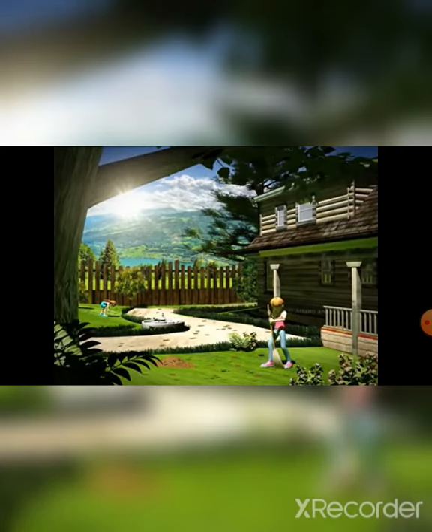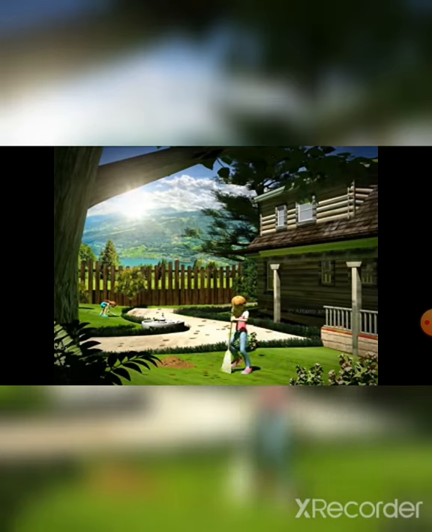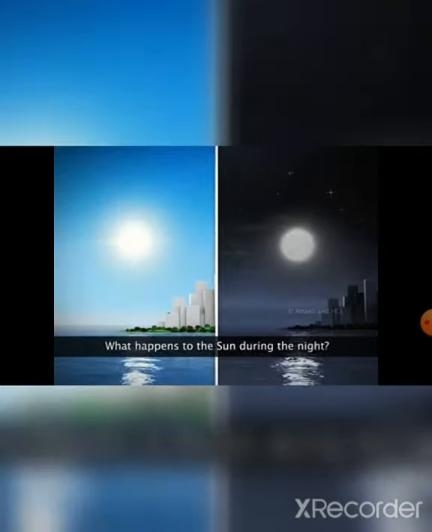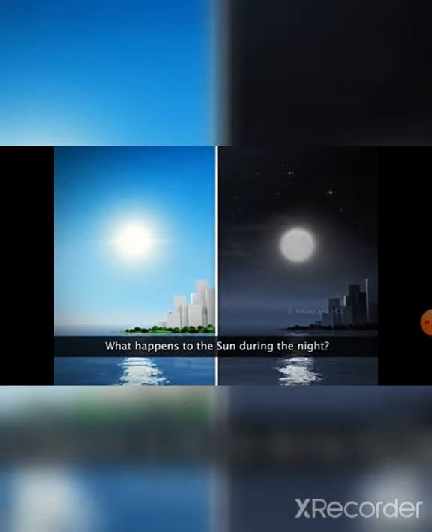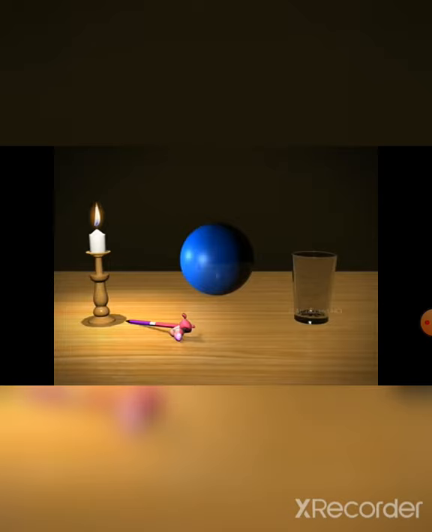You know that the earth receives heat and light from the sun during the day. But during the night, everything is dark and it gets cooler. What happens to the sun during the night? Where does it go? Let's do an activity to solve the mystery of the disappearing sun. We need a ball, a candle, an empty glass, and a pen.